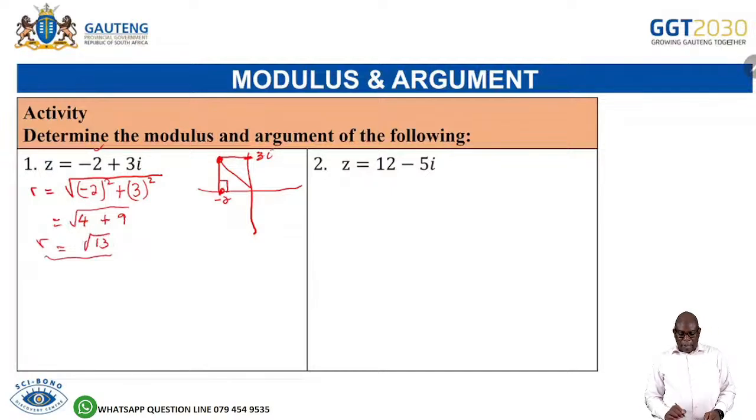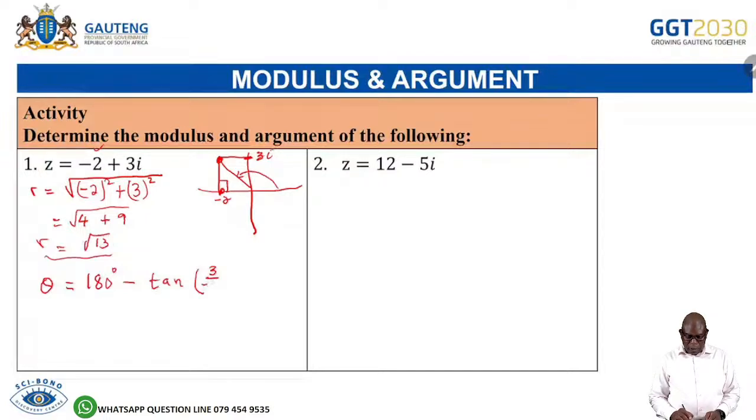How do I get the angle? I know the angle will be in the second quadrant. So to get my argument, I'll say theta is equal to 180 degrees minus the inverse tangent of 3 over negative 2. Remember, it must be b over a. It must not be a over b. That's the mistake that we always find when we are marking the exam scripts. It must be b over a. It is an inverse of that.